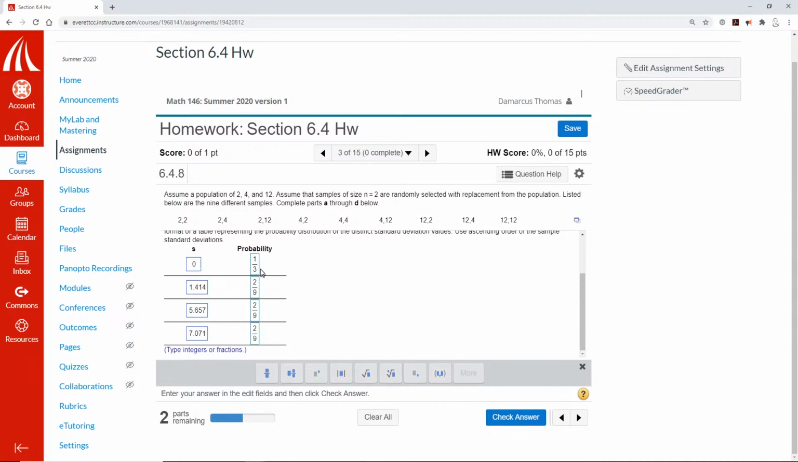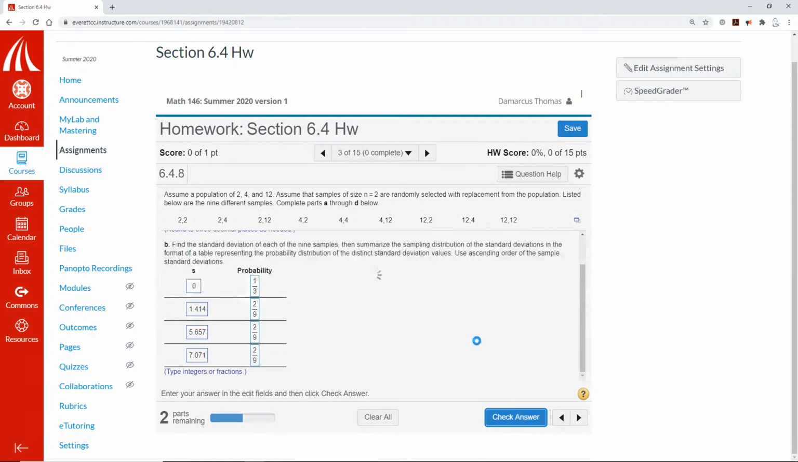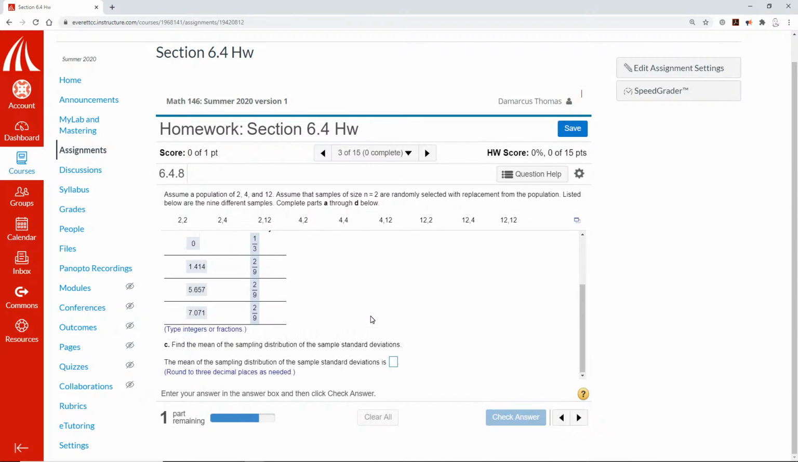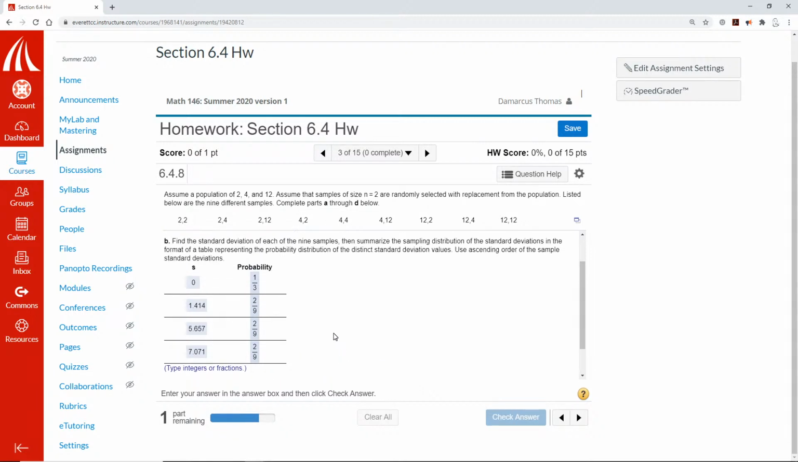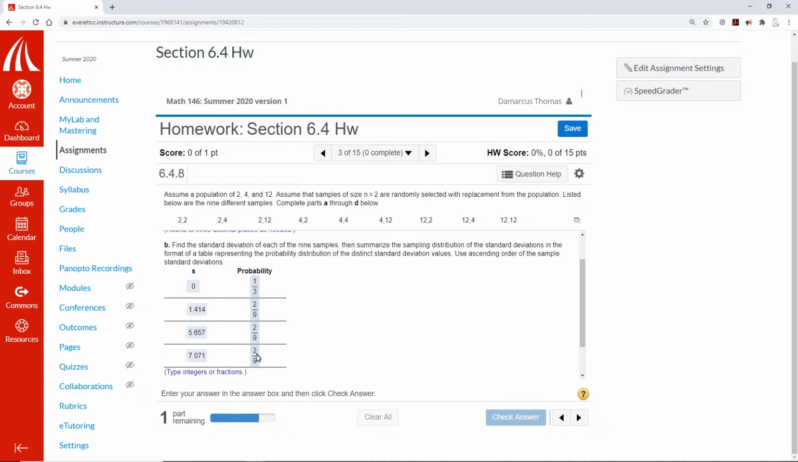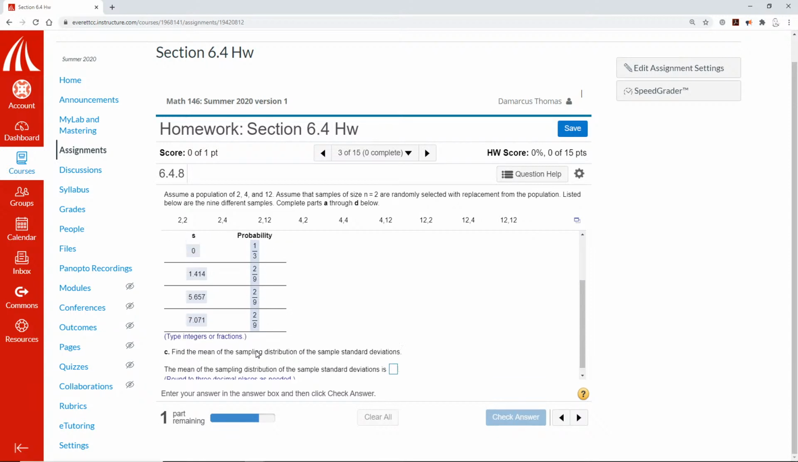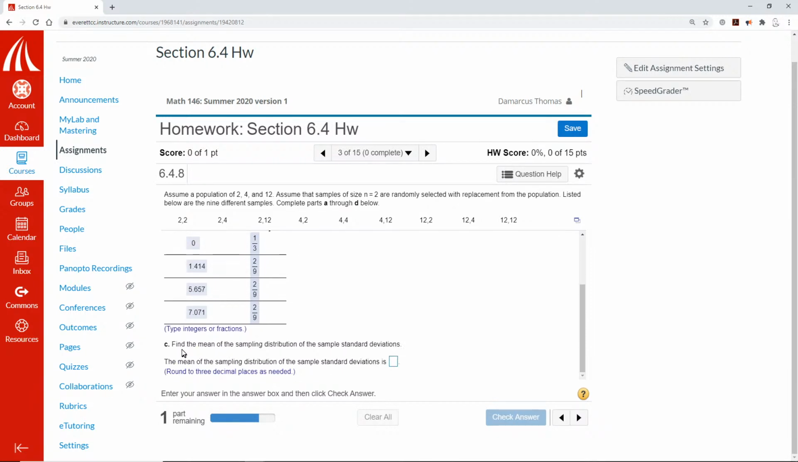All right. So that looks like I've done what I had to do. I'm going to check it. It said nice work. And the question is, find the mean of the sampling distribution. So they want me to take the average of this. We're just going to follow the directions. Find the mean of the sampling distribution of the sample standard deviations. So they want me to add them all up and divide by 4.